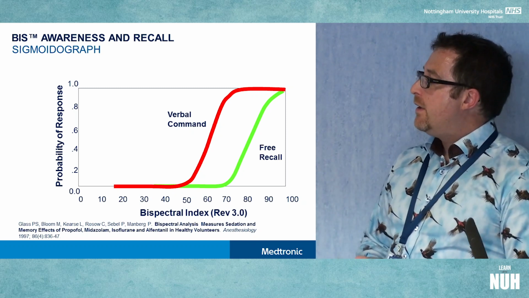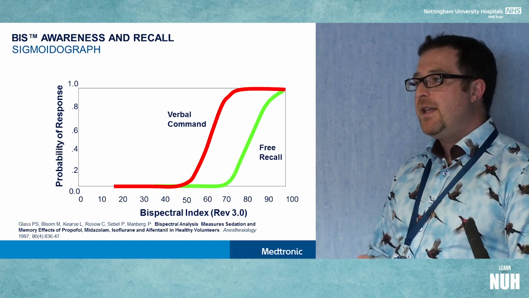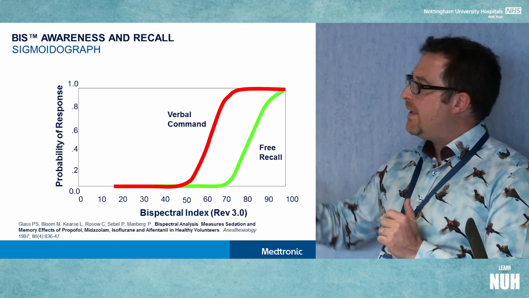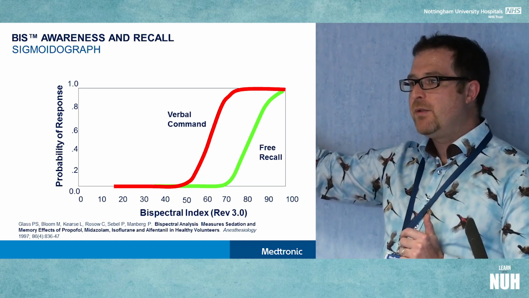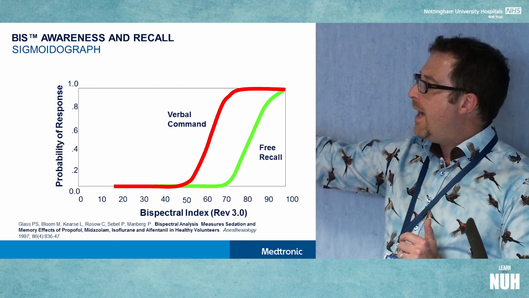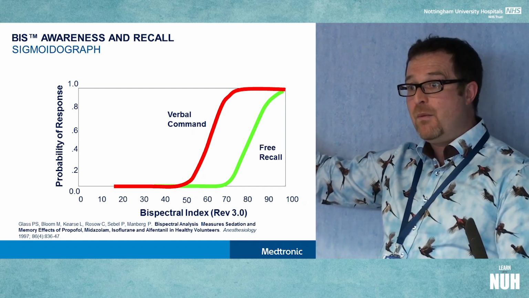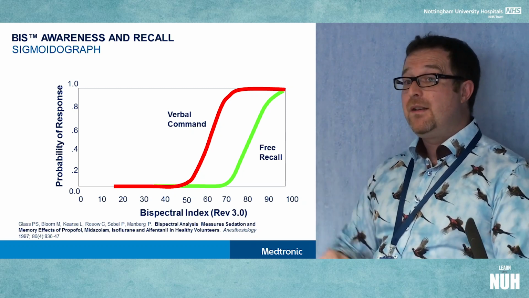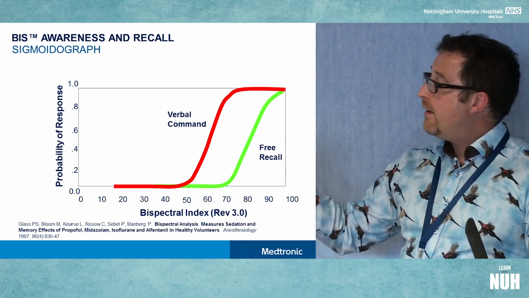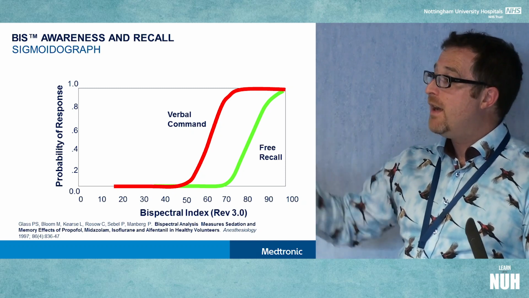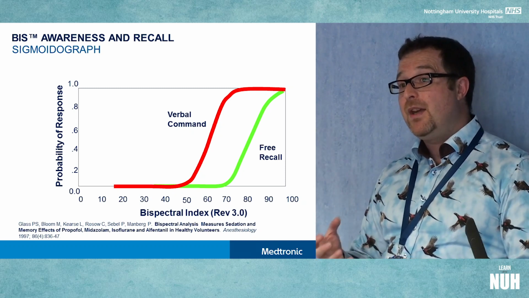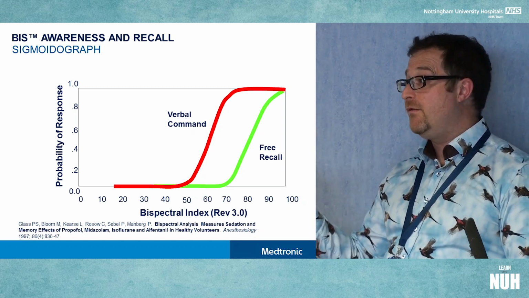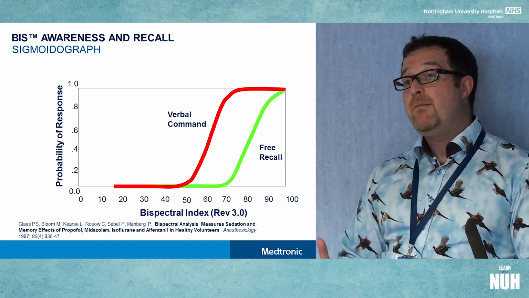Again, I use this slide as a talking point because there have been several studies over the years looking at healthy volunteers, and at any given range of BIS, how likely they are to respond to a verbal command in red, and how likely are they to have explicit awareness in green. So if we take a BIS of 60, which is our statistical cutoff for awareness, we can see that at that level, if we trace the red line across, if you ask the patient to squeeze your hand repeatedly, we can see possibly a 25 to 30% chance of response, but that they won't remember it.